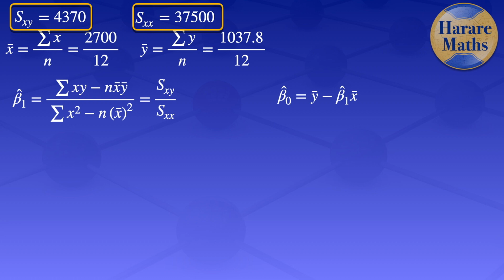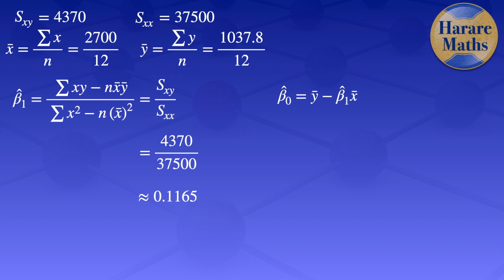Our beta 1 hat is sxy divided by sxx. So if we substitute those highlighted values, we get 4,370 divided by 37,500, and that will be approximately 0.1165. So we have obtained our beta 1 hat there.